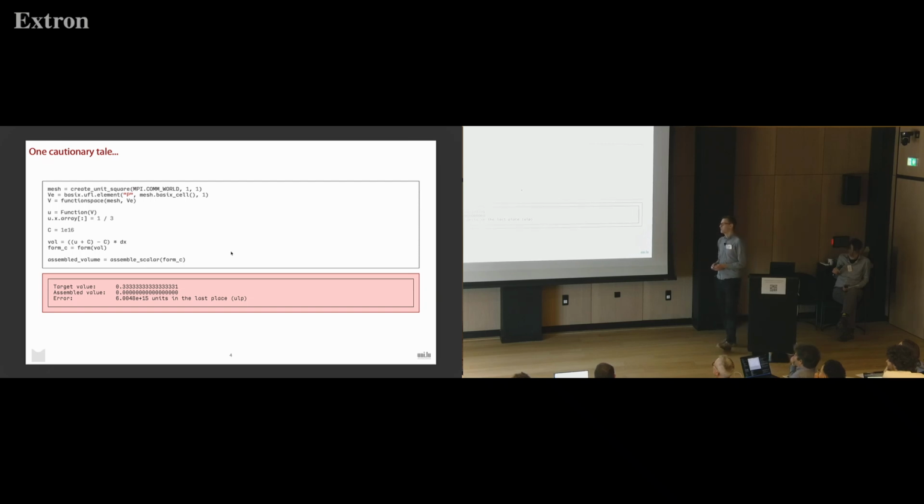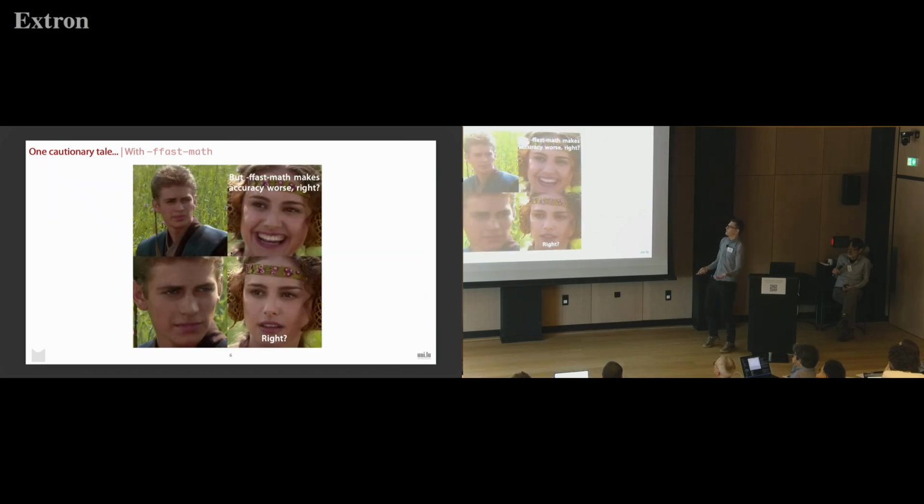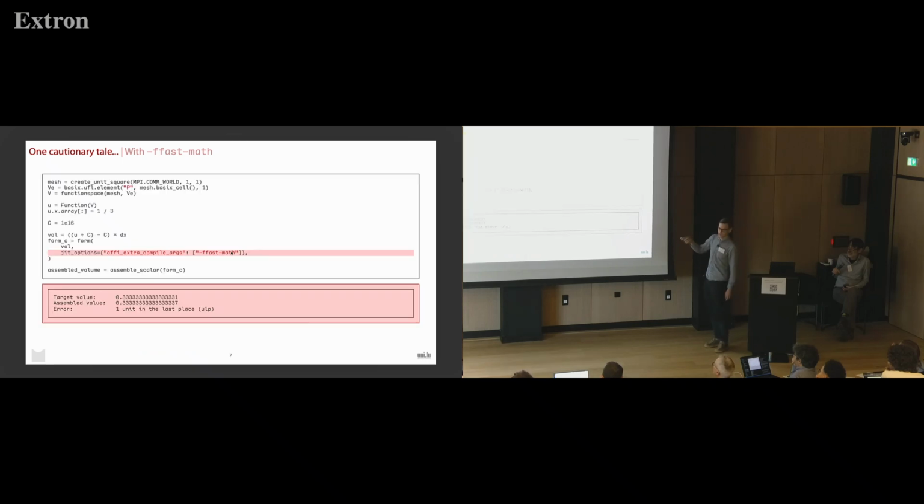So now you can think, okay, let's play with it a bit. All I will do is add the compiler flags, and I will now compile this form with fast math. This is instructing the C compiler to do something to the code. And now you're thinking, wait a minute, I was told that fast math makes the accuracy even worse, right? Well, not in this case. In this case, the assembled value would actually be spot on what I want to see. So this would be 1/3. Then again, this is interesting.